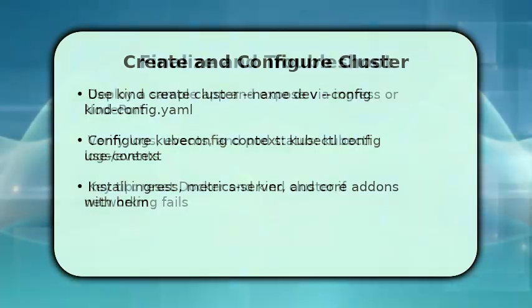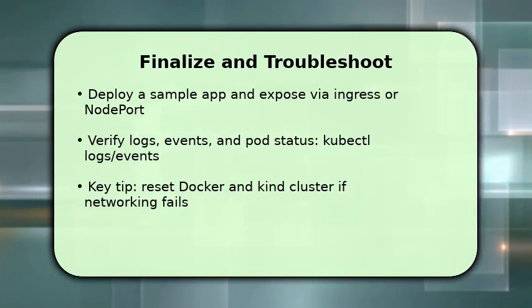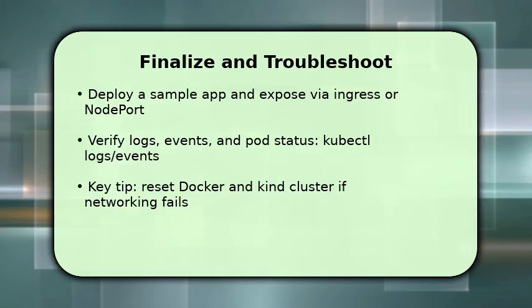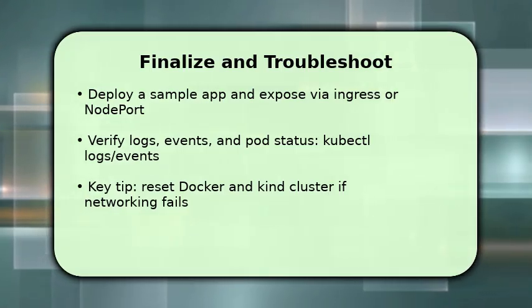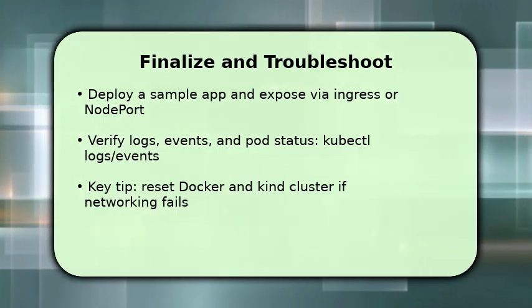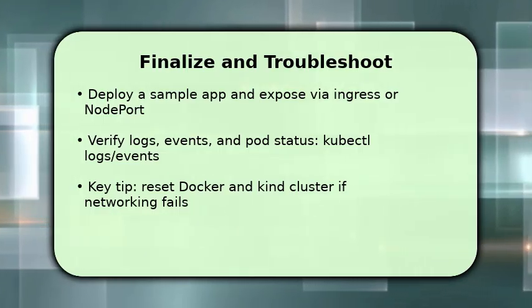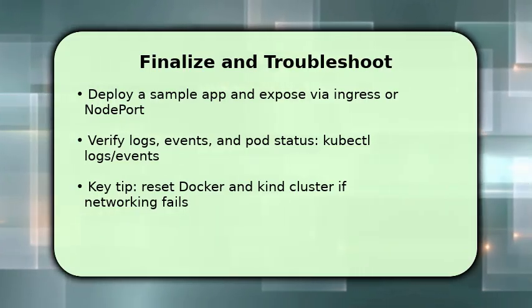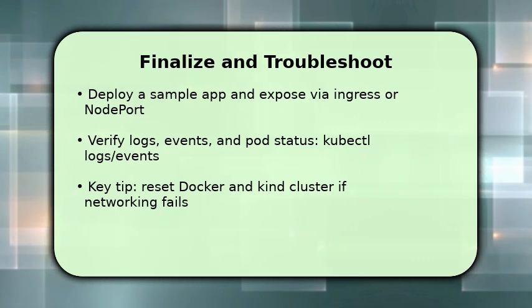You finish by deploying a sample app and exposing it with an ingress rule or NodePort so you can test external access. Once deployed, verify readiness and logs with kubectl describe, kubectl logs, and kubectl get events to find crashes or image pull errors. Make sure DNS, port forwarding, and load balancer settings match Docker Desktop networking.